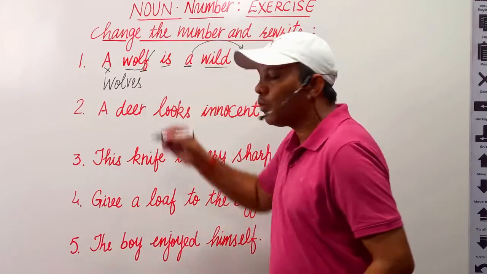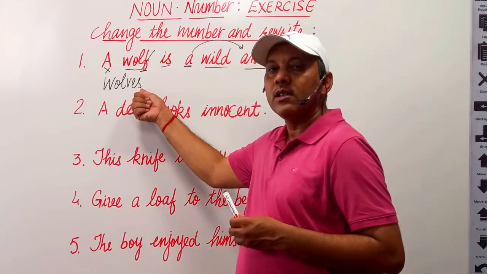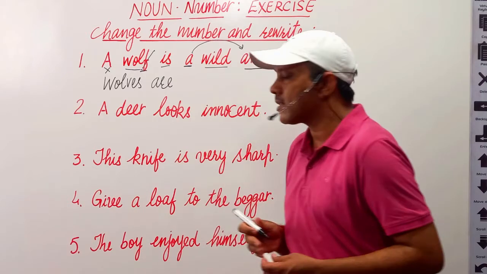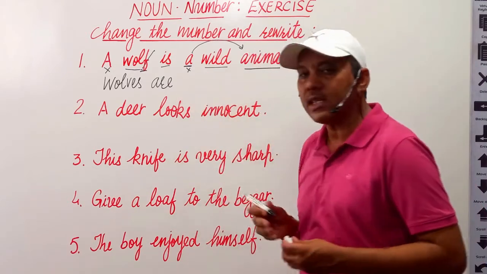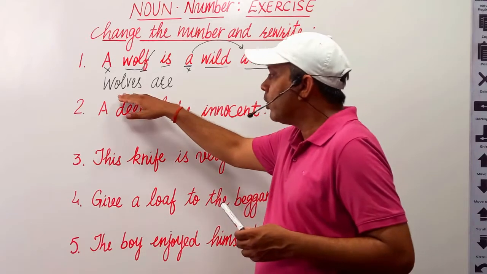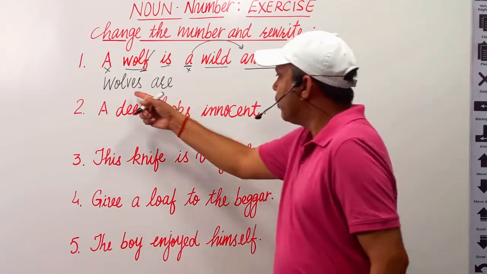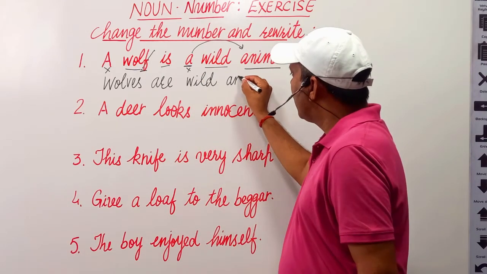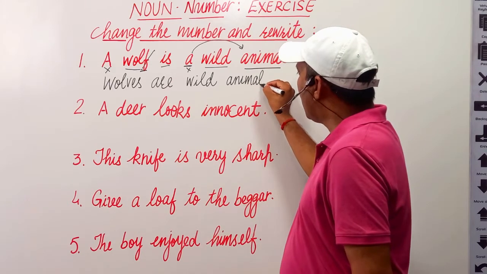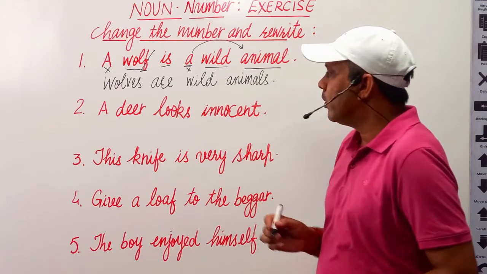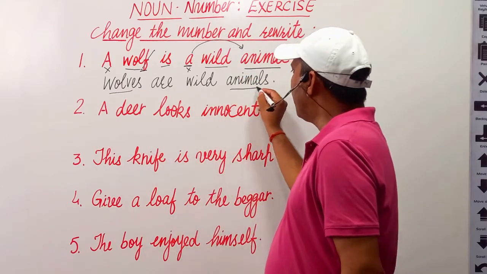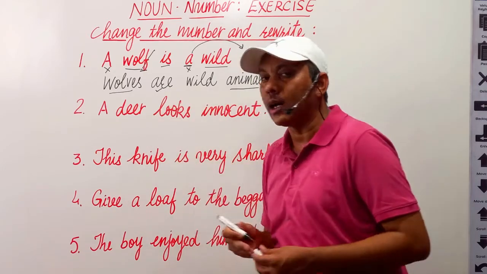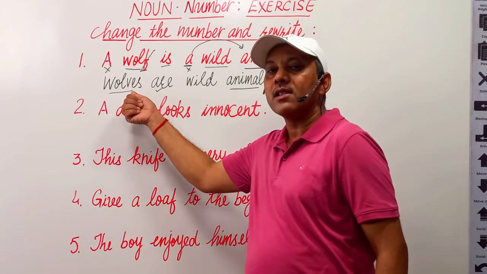Wolves. Now this verb will also change according to the subject. Now the subject is plural, so we shall use a plural verb for this. Wolves are. We have to remove this a again because now wolves have become plural. Wolves are wild animals. We will change the number of animal into plural, and we have to change this verb for the change in the subject.